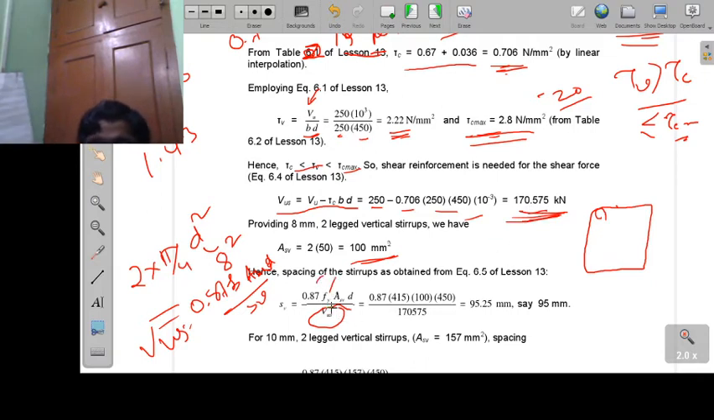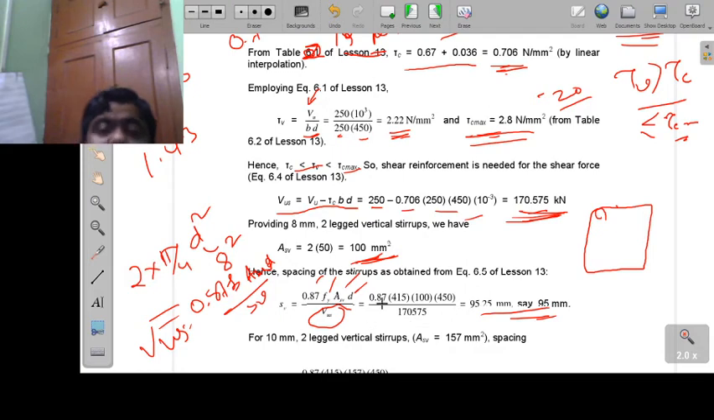Fy is how much? 415 it is said. Asv we have calculated here how much? 100, and d is the effective depth of the beam. If you put it, it is coming out how much? 95.2 mm. So, it is saying that you need to provide a spacing of minimum 95 mm. Now, what you have to do? We have to check whether it is satisfying the minimum shear reinforcement criteria.